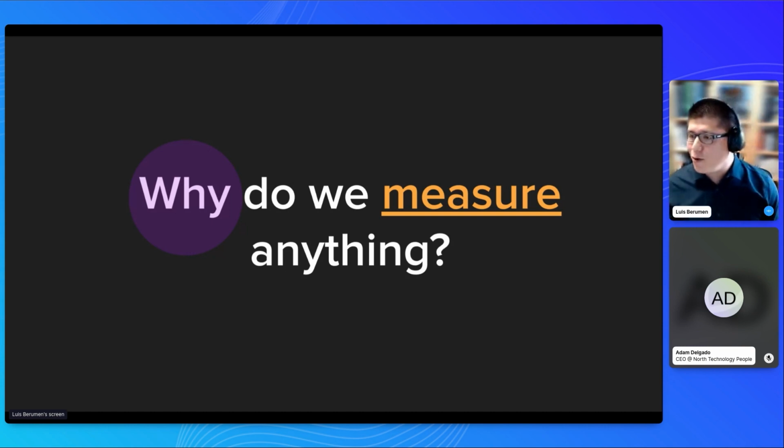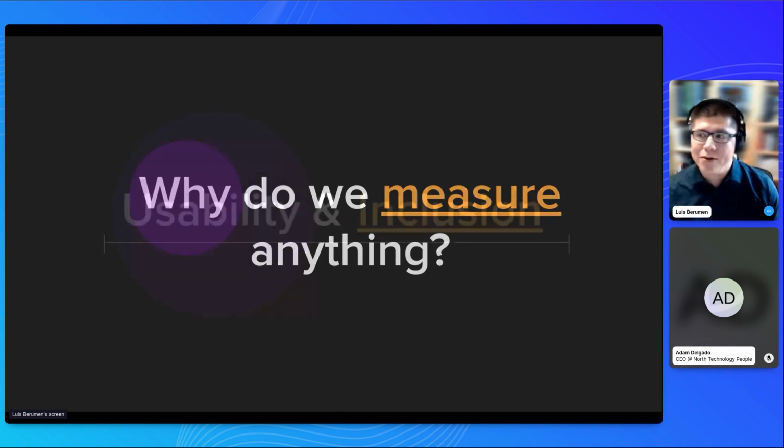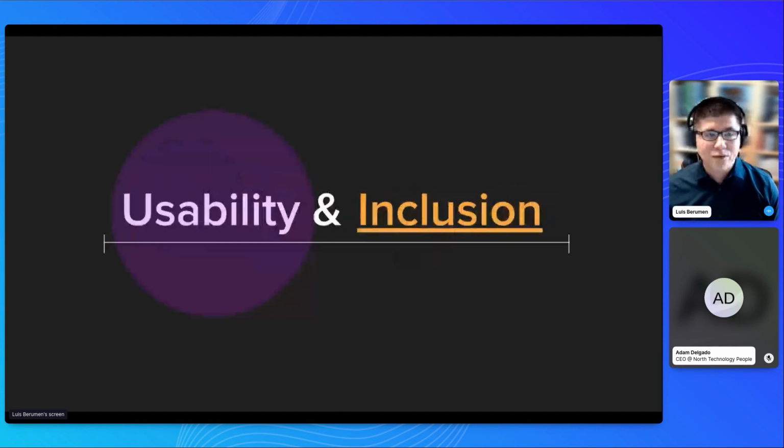The first thing that we have to understand is that decisions give us a sort of certainty. In this case, we're going to talk about certainty in two aspects: usability and inclusion. If you have noticed, my title is how to avoid the most common mistakes when you're trying to measure usability and inclusion.